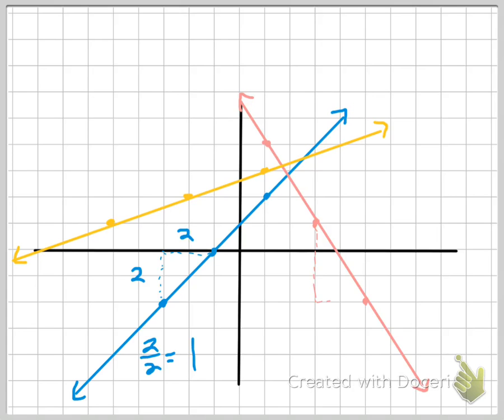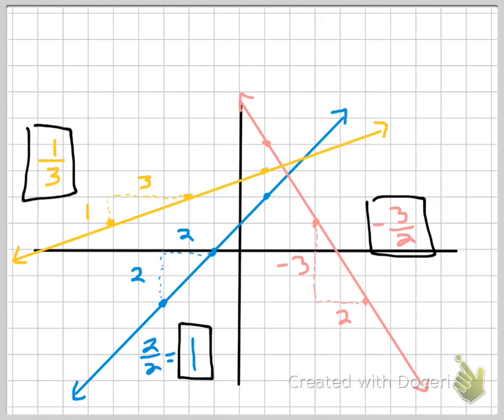Then for the pink line, it goes down 3 and right 2. So that's negative 3 over 2. The yellow line goes up 1 and right 3. So that's 1 over 3. There's my 3 rate of changes.